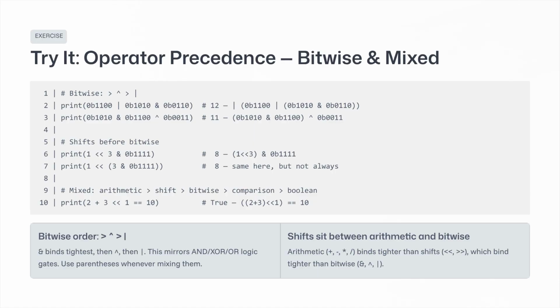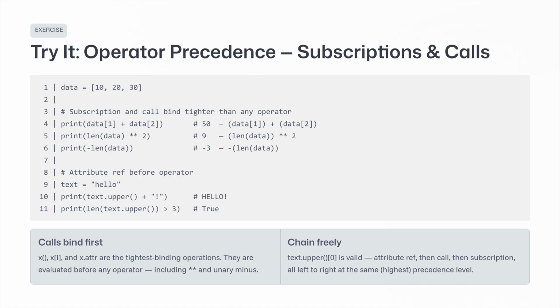Two key rules. Bitwise order is and tightest, then XOR, then OR. Mirrors and, XOR, or logic gates. And shifts sit between arithmetic and bitwise in the precedence table. Subscriptions and calls bind tighter than any operator. Line 1, data equals a list of 10, 20, 30. Line 4, data[1] plus data[2]. Subscriptions happen first. 20 plus 30 is 50.